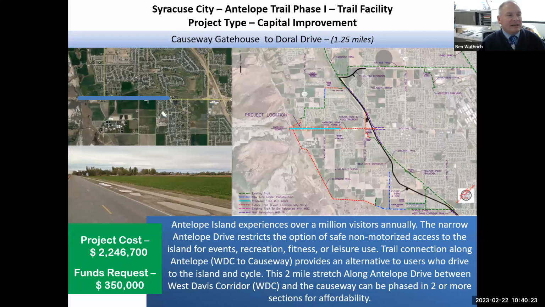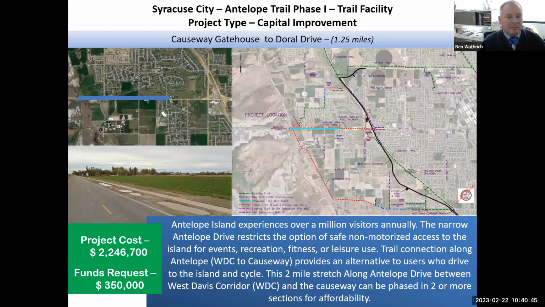Next project is a project in Syracuse. This is the Antelope Trail phase 1 trail facility between the Causeway Gatehouse to Doral Drive. Estimated project cost is 2.2 plus million, and the funds being requested is $350,000.